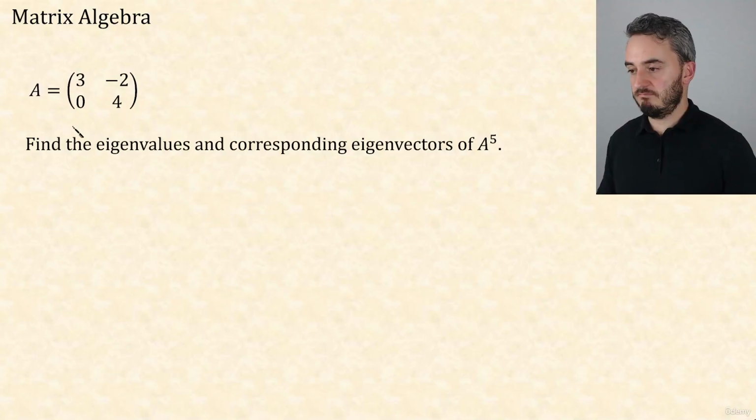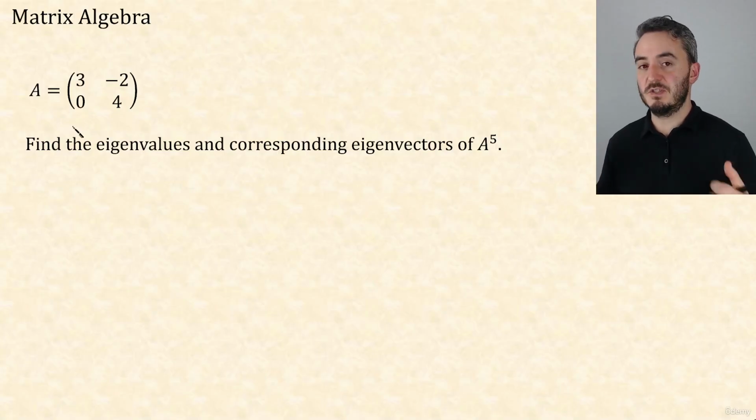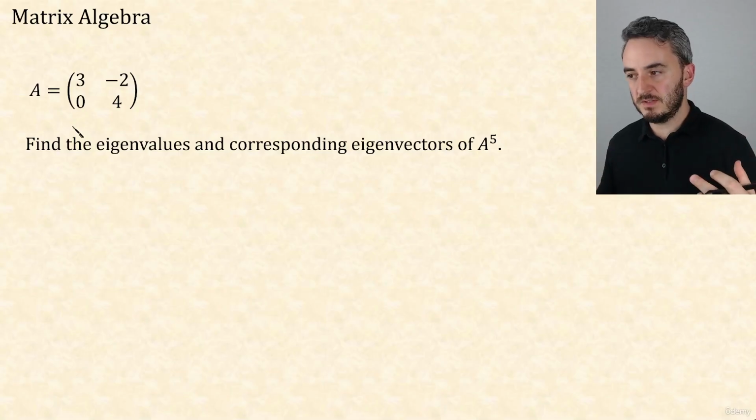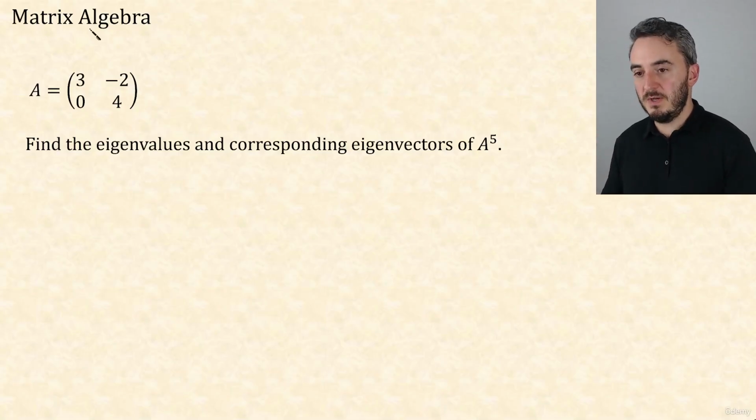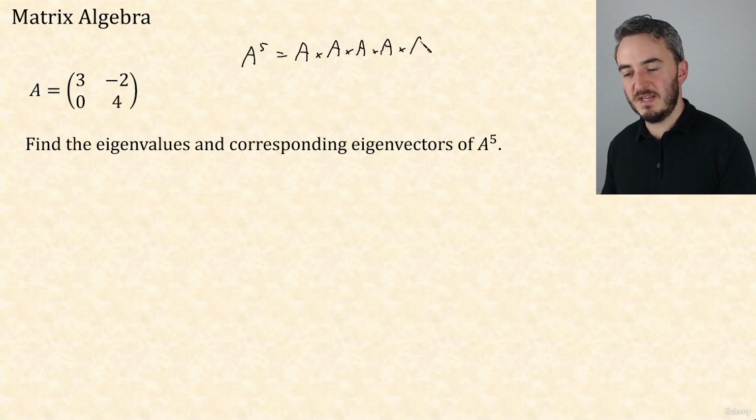For instance, let's try to find the eigenvalues and corresponding eigenvectors of A to the 5, where A is that. Well, that sounds like it's going to be an awful lot of matrix multiplication, and I can't really be bothered to multiply A up 5 times. However, we don't need to, and we can use the result we've shown. A to the 5 is just A times A times A times A times A.